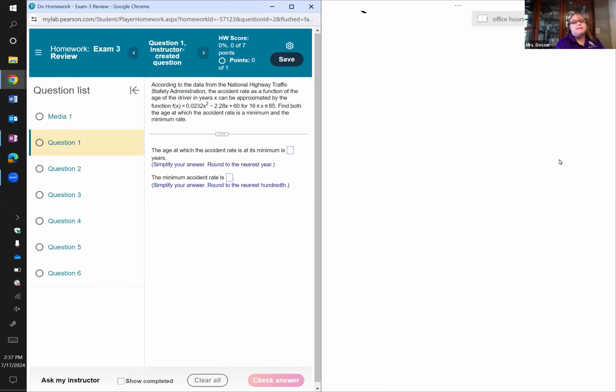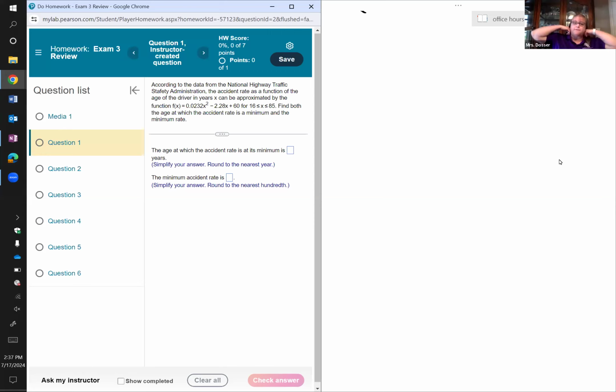All right, so notice that they give us a quadratic function. We know it's a quadratic because it's got an x squared. And then they tell us this function is for 16 ≤ x ≤ 85. Notice x is the age of the driver, and so this function is good for drivers between 16 and 85 years old. And this function gives the accident rate, so f(x) is going to be the accident rate.